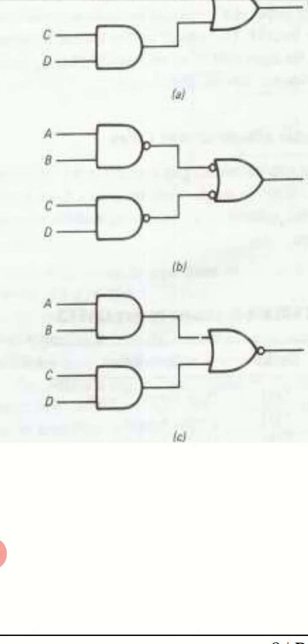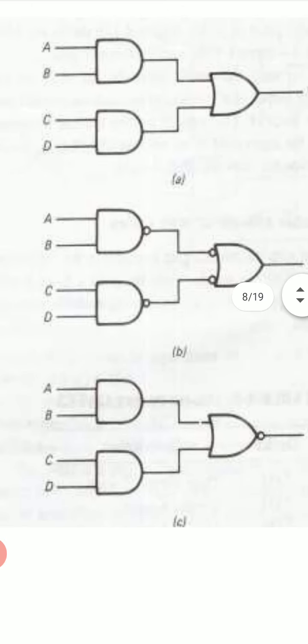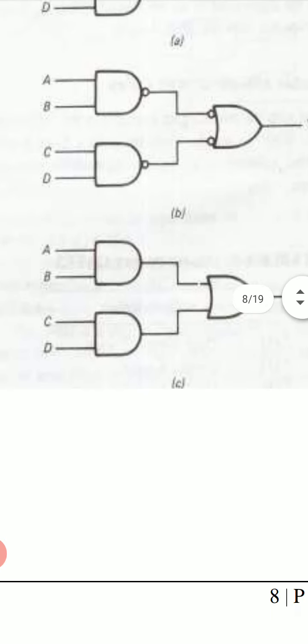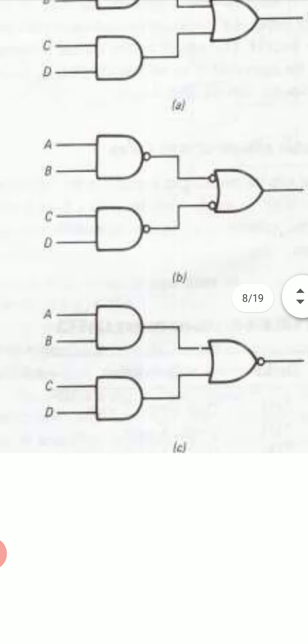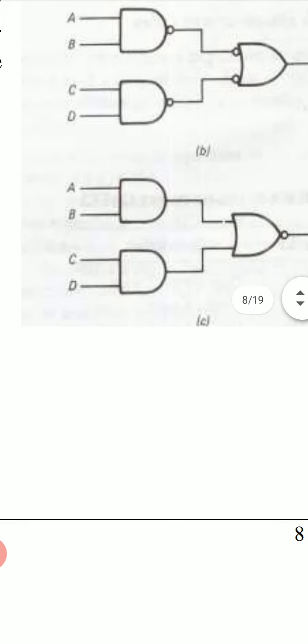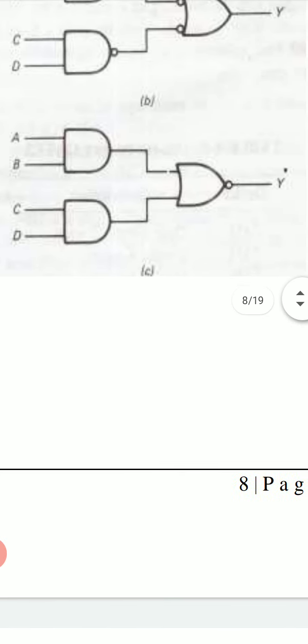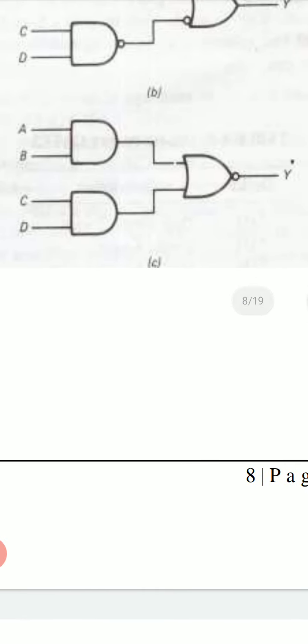2 bubbles. Each bubble represents a NOT gate, a NOT operation. 2 bubbles continuously will cancel each other out. So figure A and B are same, and figure C shows output Y equal to AB plus CD bar.